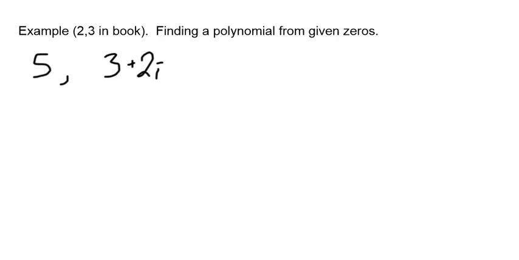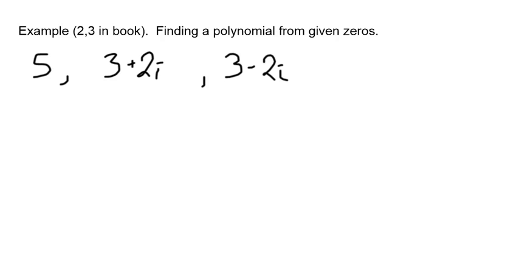Real part, imaginary part, that's a complex number. From our complex conjugate zeros theorem, if this is a complex zero, remember they occur in pairs, so 3 minus 2i must also be a zero. They don't tell us that in the problem. That's something we have to conclude because of our understanding of complex zeros. They must always occur in conjugate pairs.